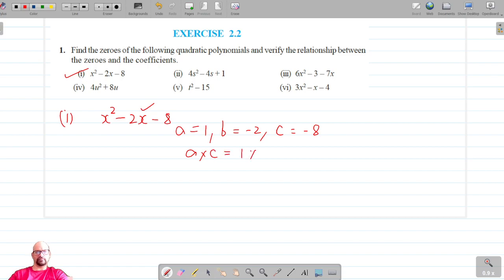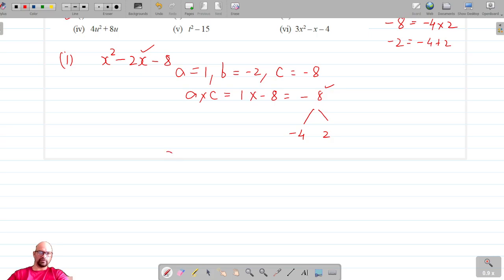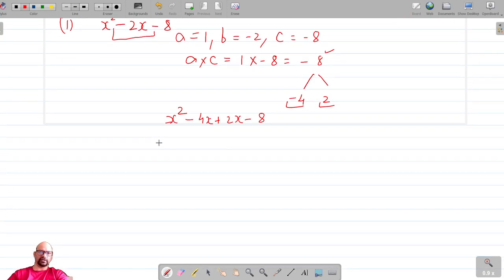So a into c is 1 into -8, which is -8. The factors of -8 whose product is -8 and whose sum is -2 are -4 and 2, because -4 into 2 gives us -8, and -4 plus 2 gives me -2. So the factors are -4 and 2, and now I can write this quadratic polynomial by splitting -2x into -4x plus 2x minus 8.